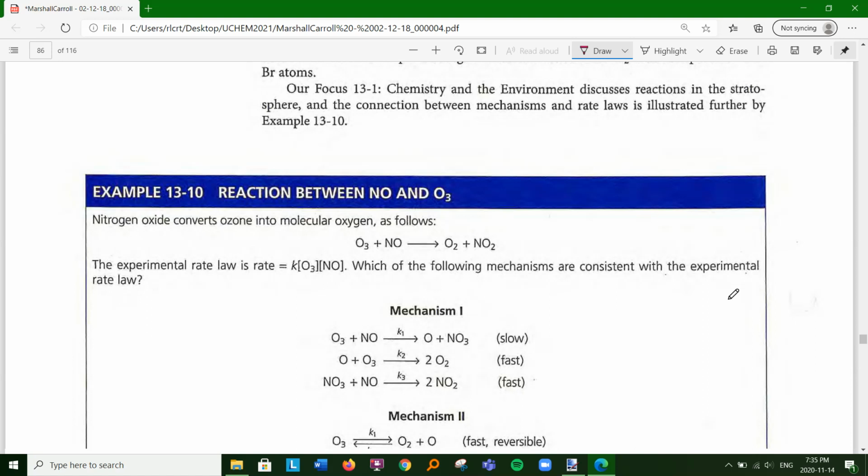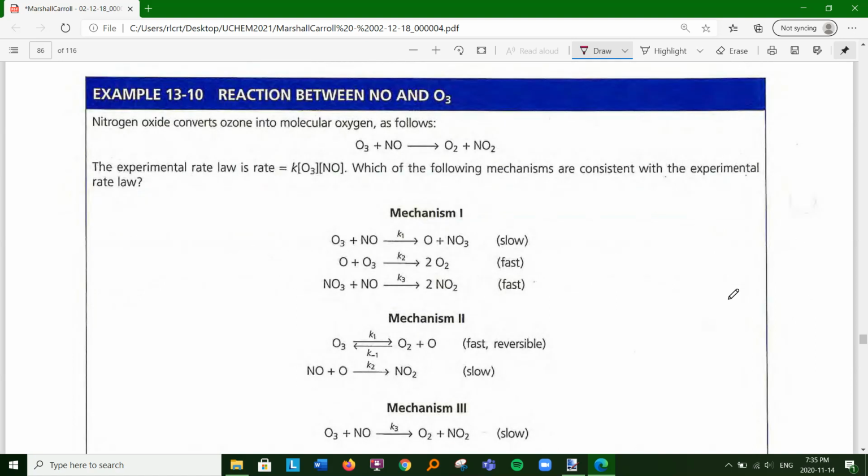So let's try another one here, or one or two. Example 13.10. I just need to get the right page here. Okay, nitrogen oxide, or nitrogen monoxide, converts ozone into molecular oxygen. Is this one that's going to have a catalyst coming in? No, we're going to get into that later. The experimental rate law is K times O3 times NO. So that looks like it might happen just in one step. So mechanism 1 looks like it's the winner.